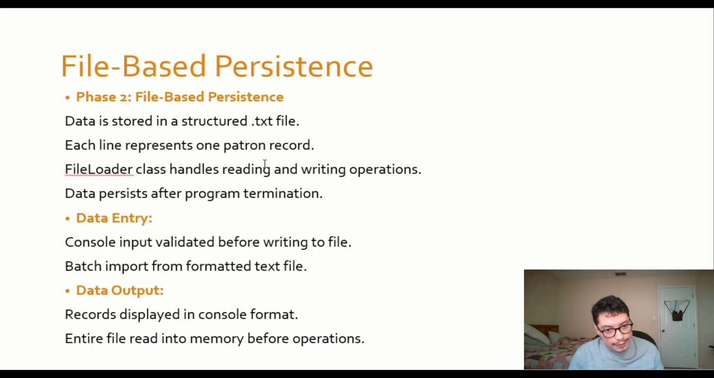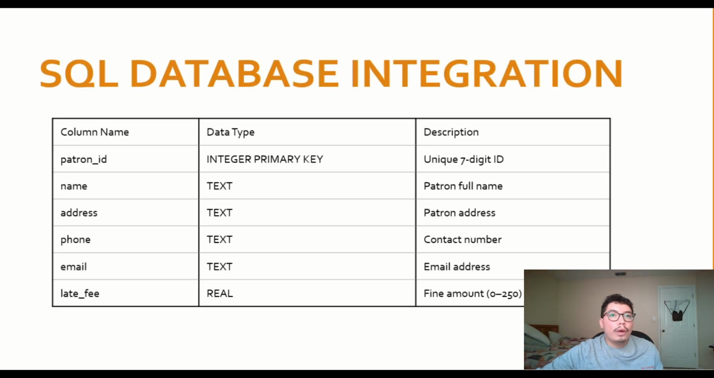So after we test that and everything goes right, we're gonna move on to a SQL database. In this case, I created the database already. First, we can see the patron ID is of type integer and also the primary key. And also we have name, address, phone, email, and late fee.